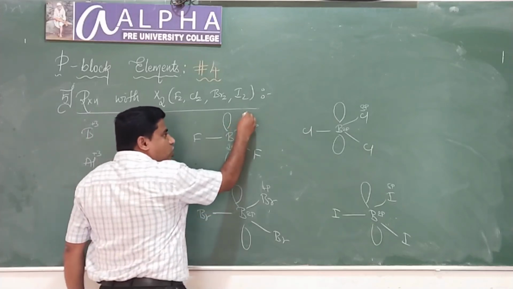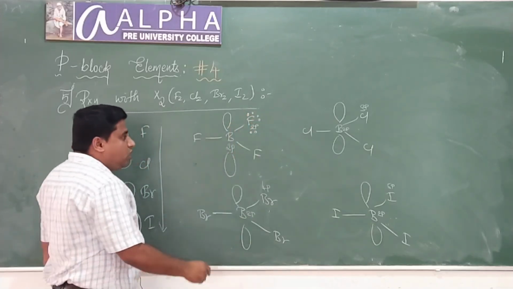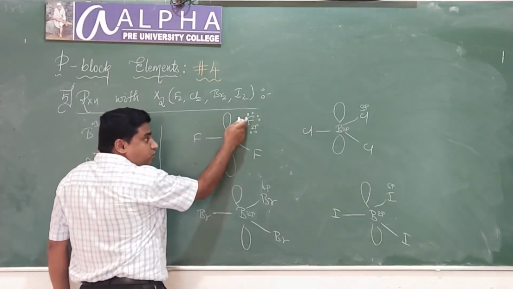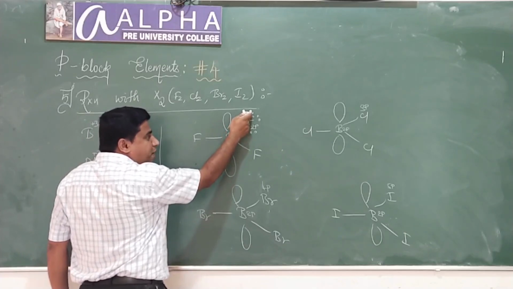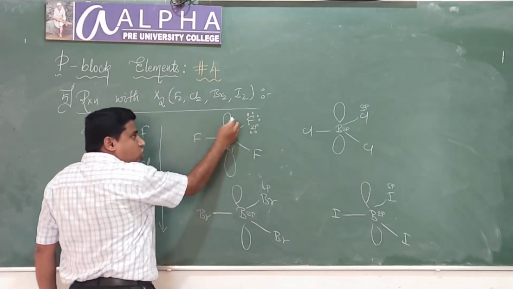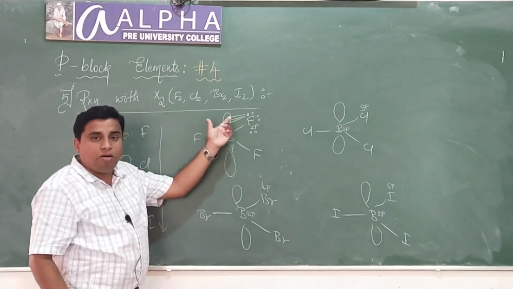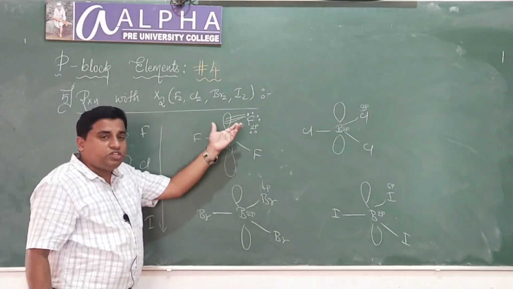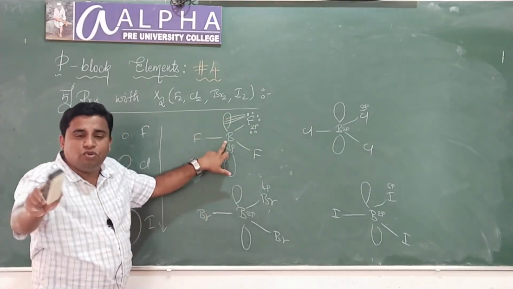In boron trifluoride, there is the 2p orbital of boron and the 2p orbital of fluorine. We know halogens have 3 lone pairs of electrons. Fluorine will transfer 1 lone pair of electrons from its 2p orbital to the vacant 2p orbital of boron, and it forms a back bond. Because of the back bond, the electron deficiency of boron is fulfilled, isn't it?